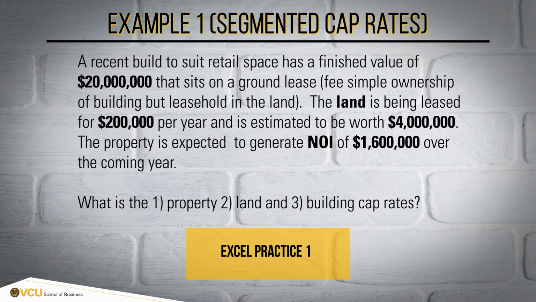Let's look at it together. There's a new building being finished, and it has a value of $20 million. It sits on a ground lease, as you can see. The land is going to be leased for $200,000 per year, and it's estimated to be worth about $4 million. When this building is finished and opened, it's expected to generate NOI, or net operating income, of $1.6 million over the coming year. So with that information, let's try to figure out what the cap rates are for the land and the building, and then the overall cap rate for the property in general.